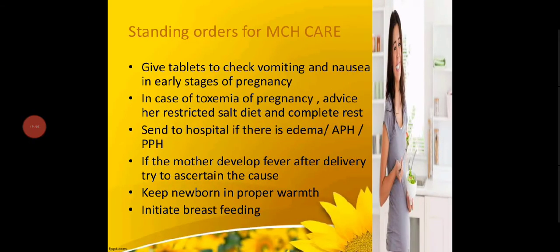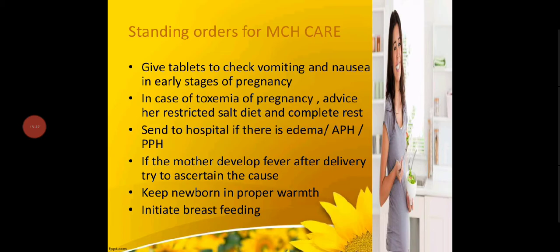Standing order for MCH care. Give a tablet to check vomiting and nausea in the early stages of pregnancy. If the vomiting and nausea is there, you can give a tablet. In case of toxemia of pregnancy, advise her a restricted salt diet and complete rest. Send to hospital if there is any edema, APH and PPH, antepartum hemorrhage and postpartum hemorrhage, that is bleeding. If the mother develops fever after delivery, try to ascertain the cause.